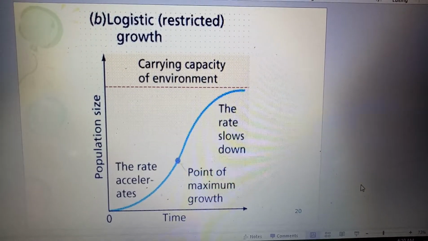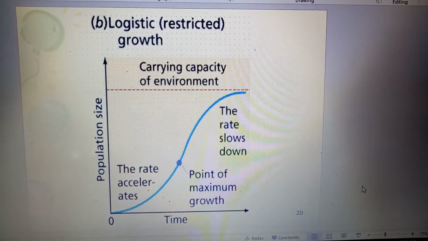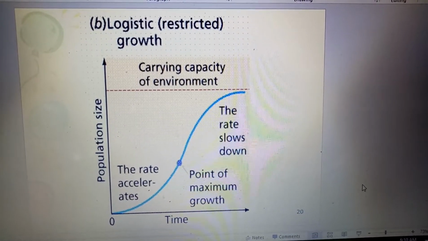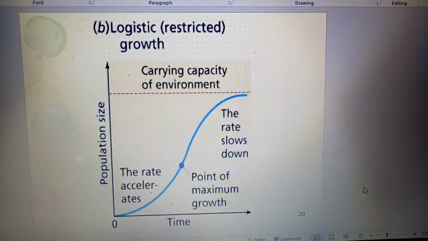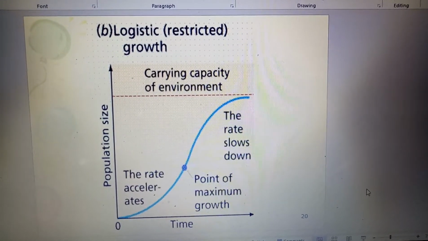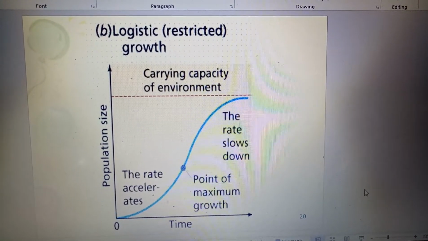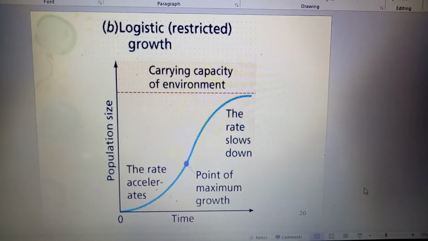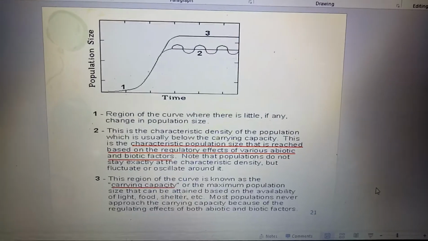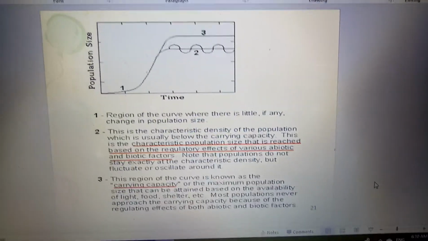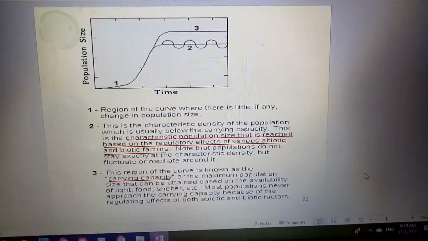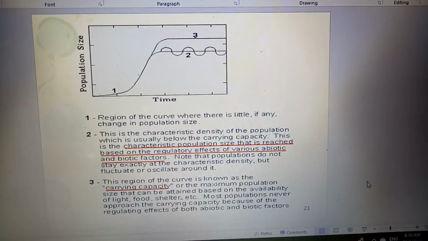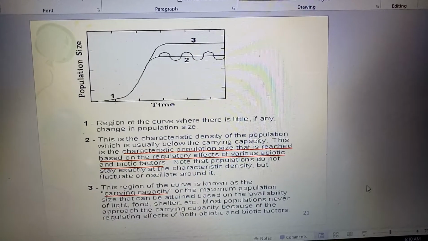At the beginning the rate accelerates, until it reaches the point of maximum growth in the middle, the dark blue dot. After that the rate slows down. Again, this is the same S shape, population size versus time, with number 1, number 2, and number 3 on the graph.